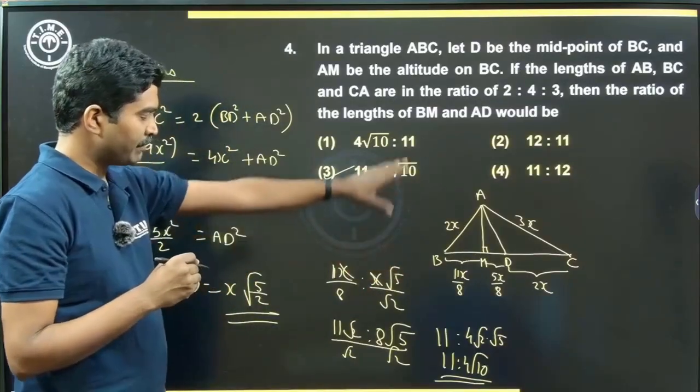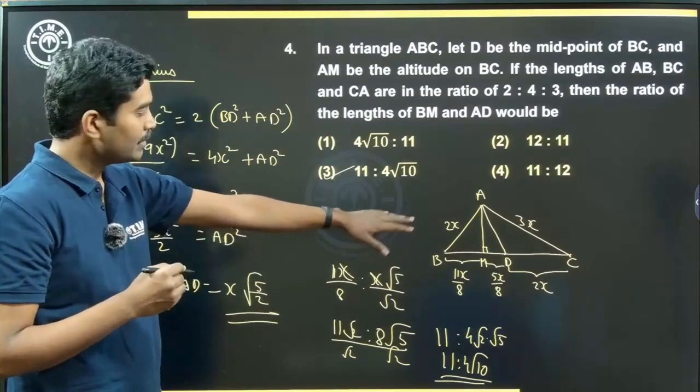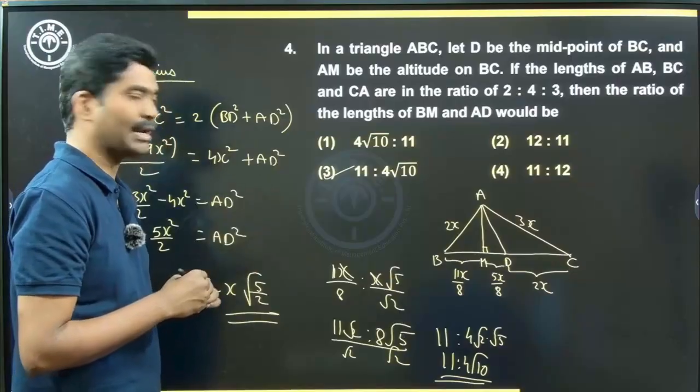Simple case of geometry. We needed to find out altitude using Pythagoras theorem, and then we need to find out the median using Apollonius theorem, find the ratio. Option 3.